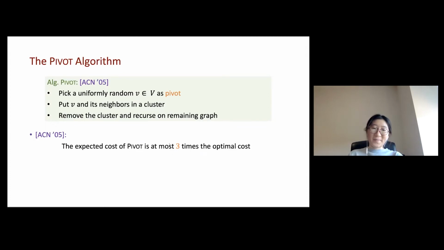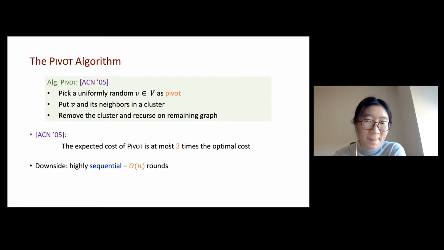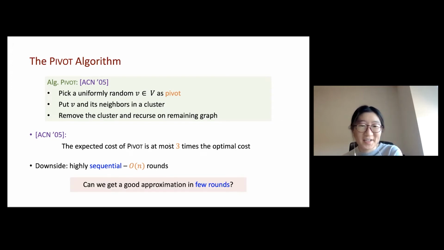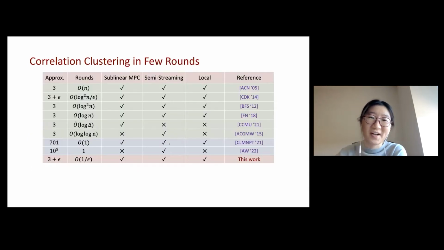And we know that the expected cost of PIVOT is at most 3 times the optimal cost. But the downside is that this algorithm is highly sequential because we only pick 1 pivot in each round. So it may take as many as O(n) rounds for certain graphs. So this raises a natural question, which is, can we get a good approximation in few rounds, and preferably in constant many rounds?